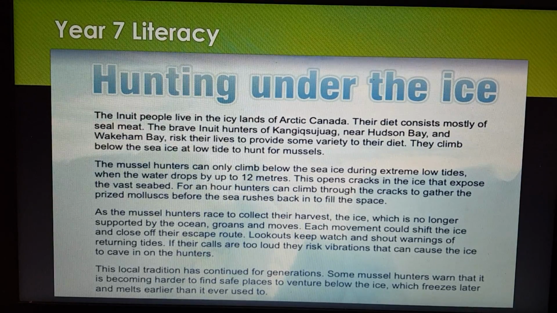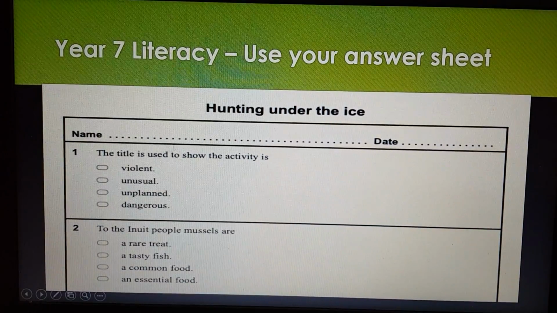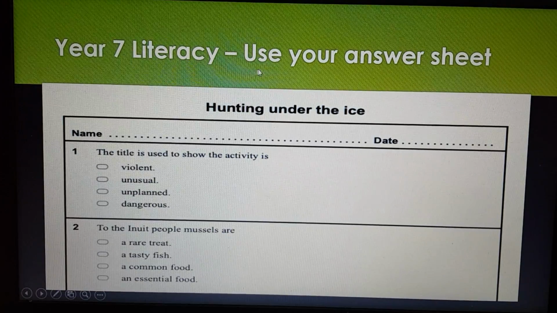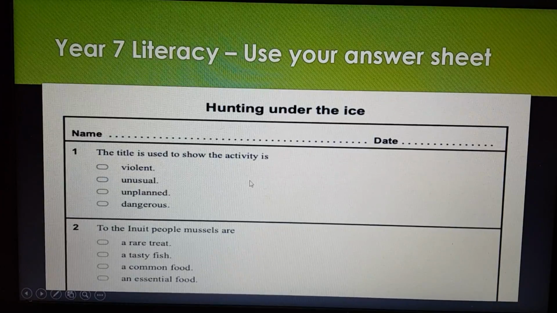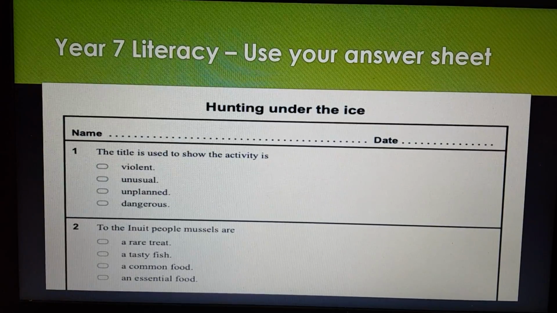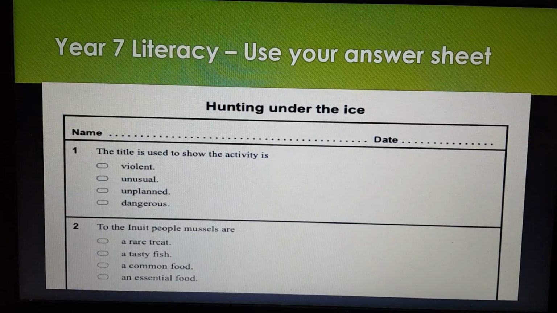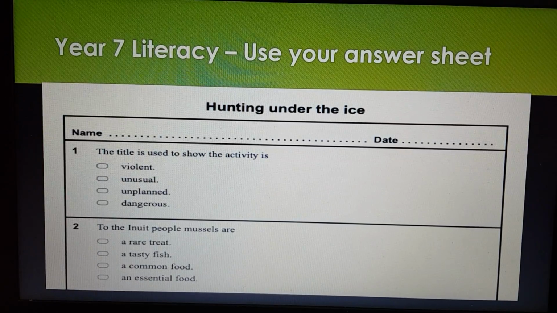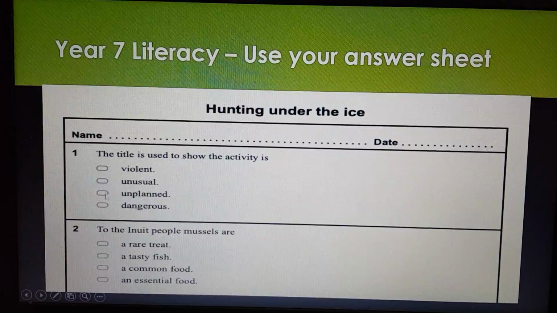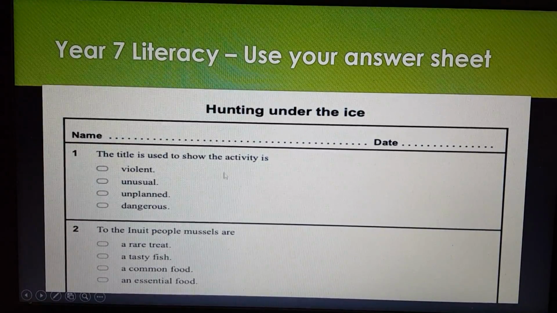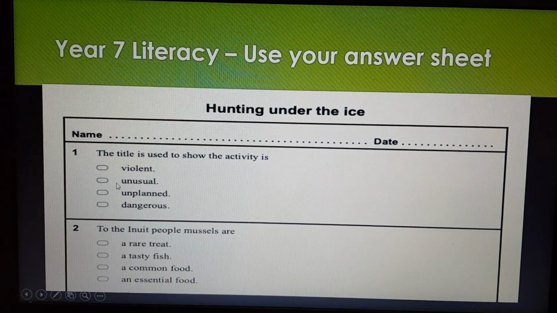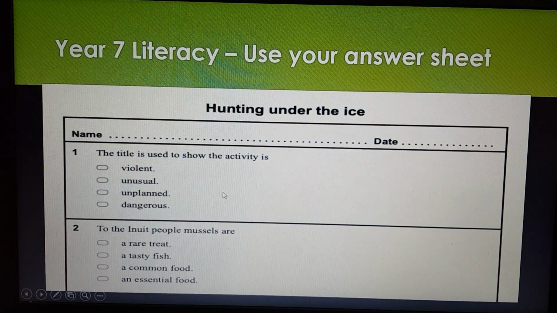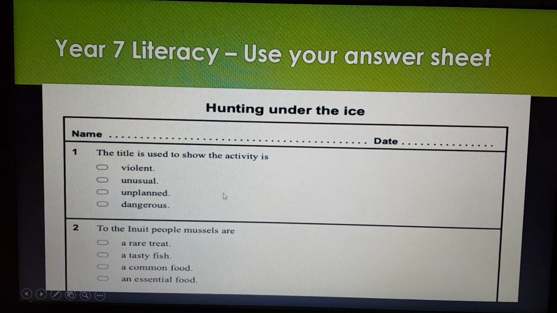Let's move to the next slide. In your answer sheet, this is where you need to open up that second document that I was talking about before. You're going to record your answers. You'll notice that in the answer sheet there are the numbers 1, 2, 3, and 4, and you just shade in the number that you think it is. Here it says, the title is used to show the activity is 1, violent, 2, unusual, 3, unplanned, 4, dangerous.